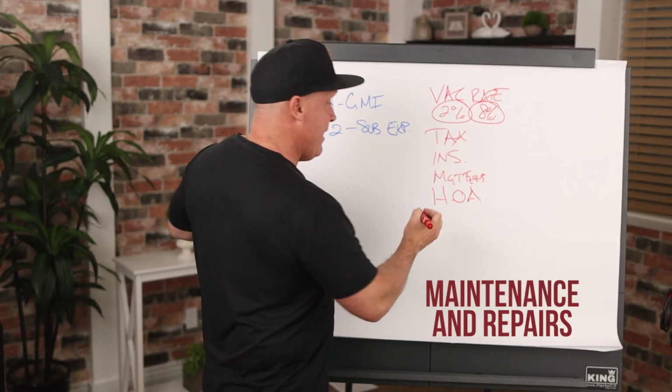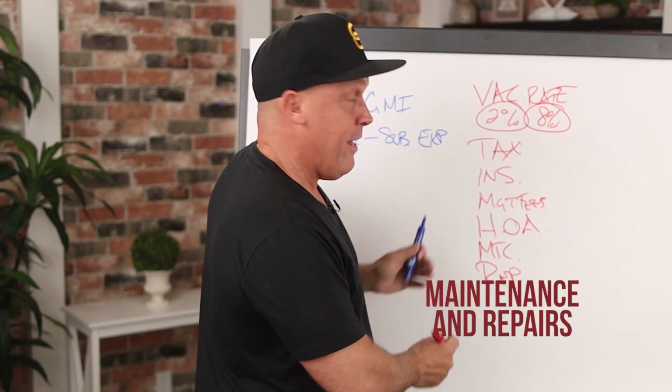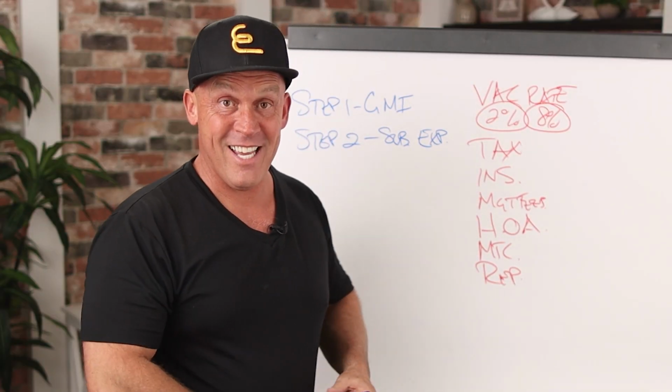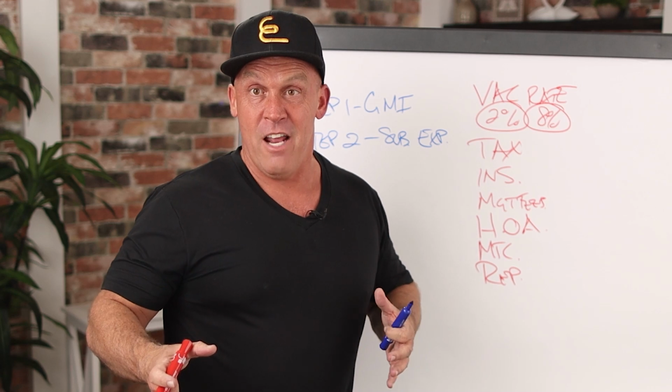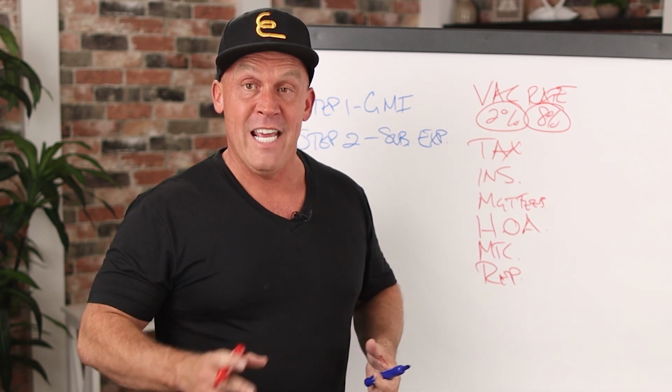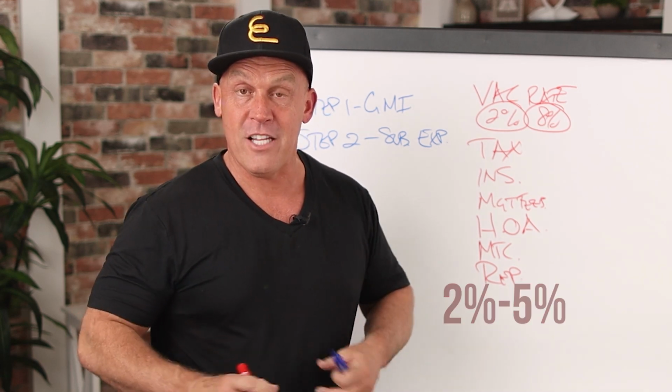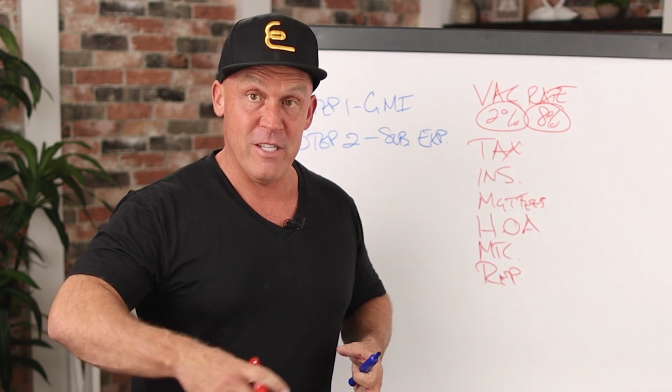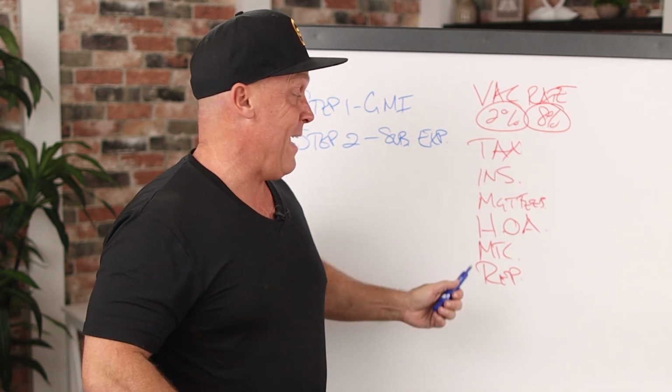And then there's maintenance and repairs. Now this can be another area where you kind of have to make an educated guess. And for our properties, we typically calculate anywhere from 2 to 5%. That's 2 to 5% of the gross rent will actually go to maintenance and repairs.